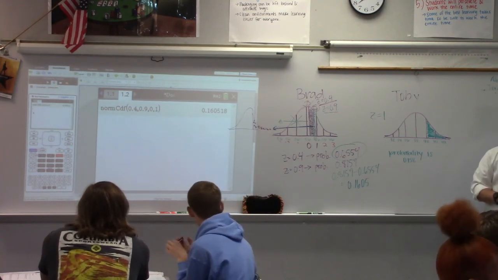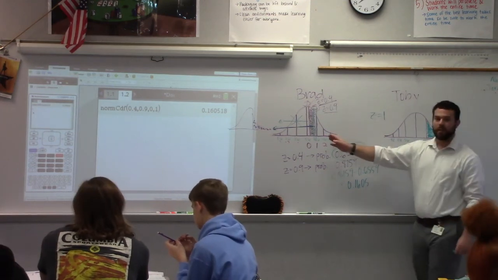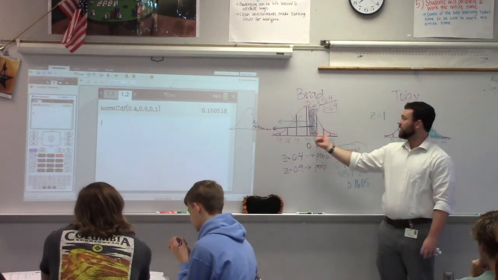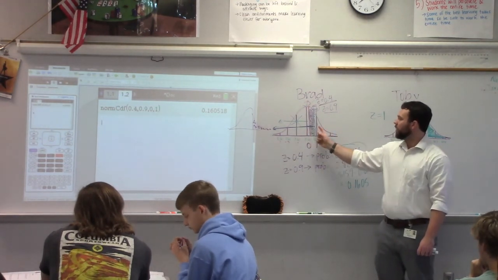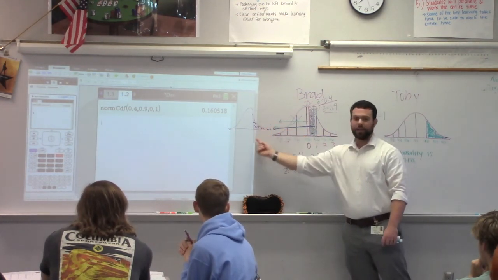Pick up a table, look at the z-score of 0.9. Now I can find it in the calculator. I will point out, look, Salita, to answer your question a little bit, I can find it in the calculator. If I'm doing the calculator though, I'm doing 0.4 to 0.9. But if I'm looking all the way to the left of 0.9, what's the end of the shaded region?